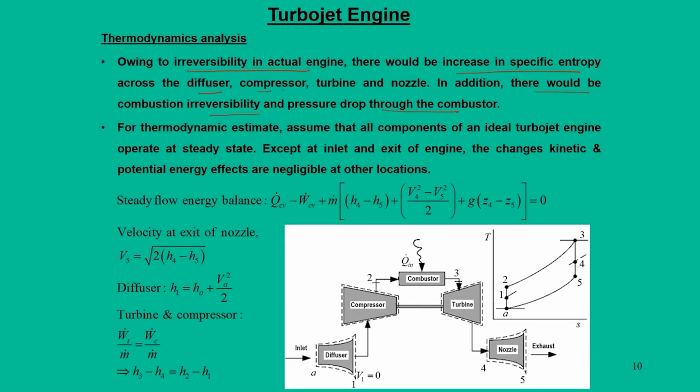So, the assumptions go like this: components of an ideal turbojet operate at steady state, except at the inlet and exit of the engine. Changes of kinetic energy and potential energy effects are negligible at all other locations. The classical steady flow energy equation we use like this, and other important expressions that you can see: velocity at the exit of the nozzle, and diffuser expressions.